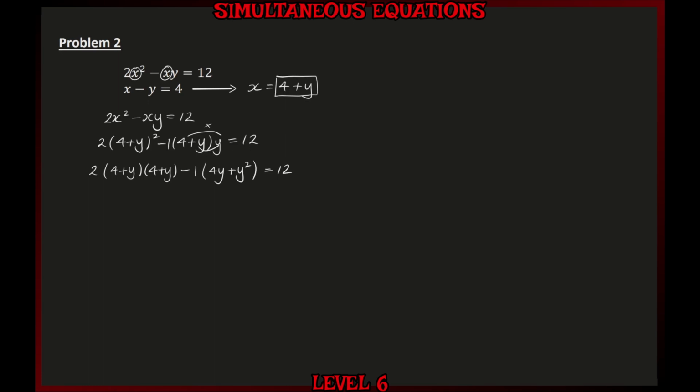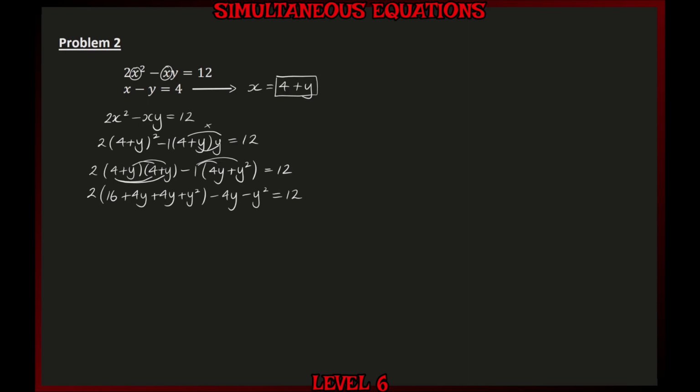We can now keep expanding. So we have 2 times, and then we have 4 times 4 is 16, 4 times y is plus 4y, y times 4 is plus 4y, and y times y is plus y squared. We can then expand the next bracket. So minus 1 times 4y is minus 4y, and minus 1 times y squared is minus y squared, and that's equal to 12.